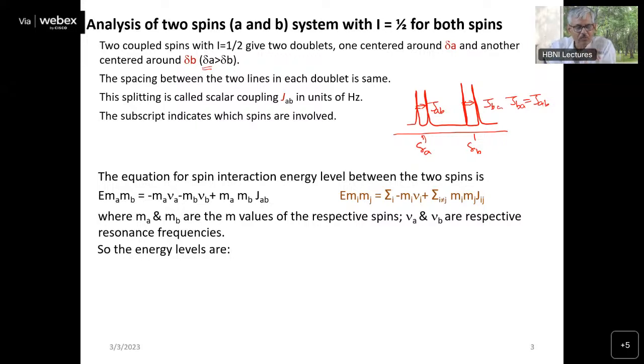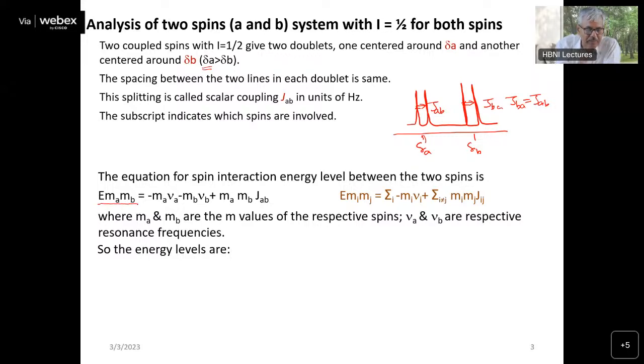Okay, and now I am trying to give you the how-to. There are energy levels from where transitions are happening. So how do we find out the energy levels for each spin system when they are interacting? I have given you this in this particular case.